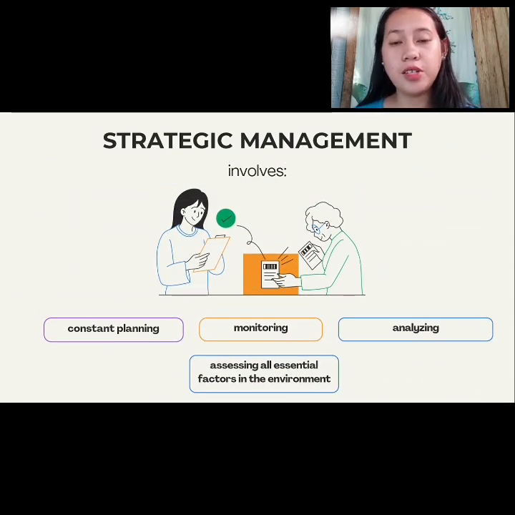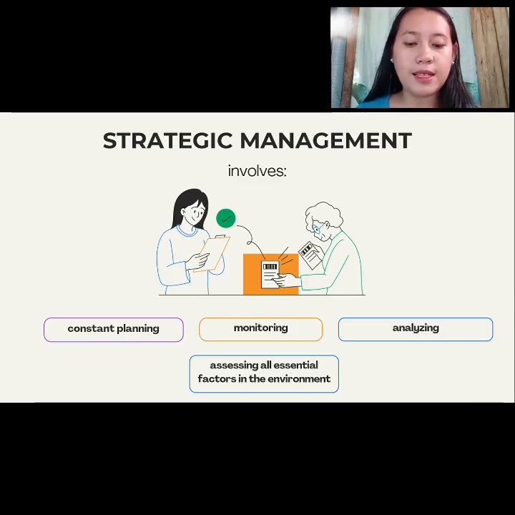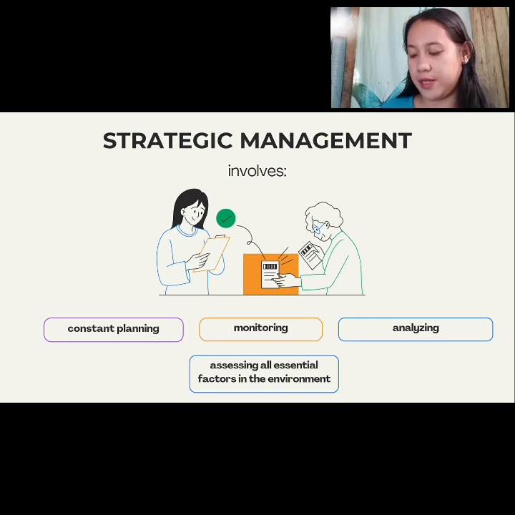So, strategic management involves constant planning. Constant planning is a key aspect of strategic management. It involves continuously assessing the environment, setting goals, and adjusting plans to stay on track. This ongoing process helps organizations adapt to changes, capitalize on opportunities, and achieve their objectives.